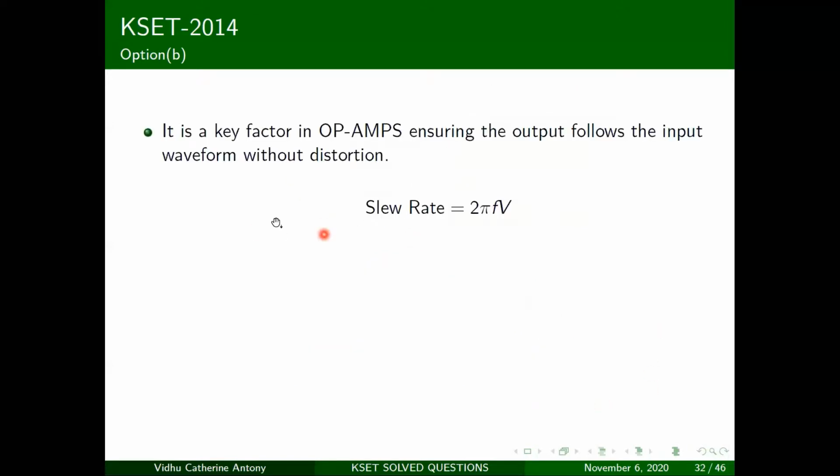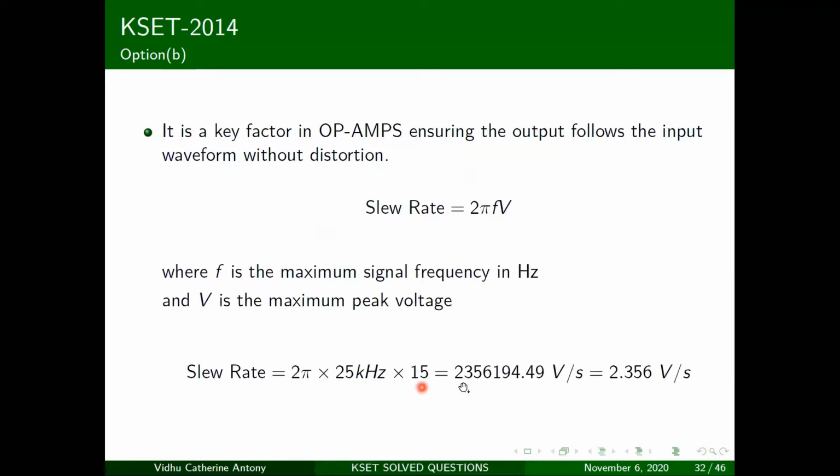Okay, so now let's move on to this. This is how your slew rate is written: 2 pi f V. Okay, that is your slew rate, and what you end up getting here is 2 pi into 15. You can just multiply those two values.